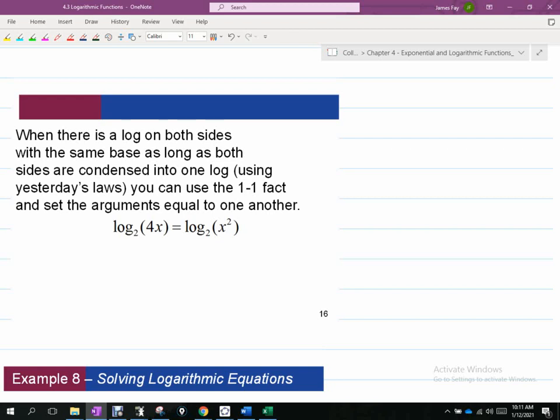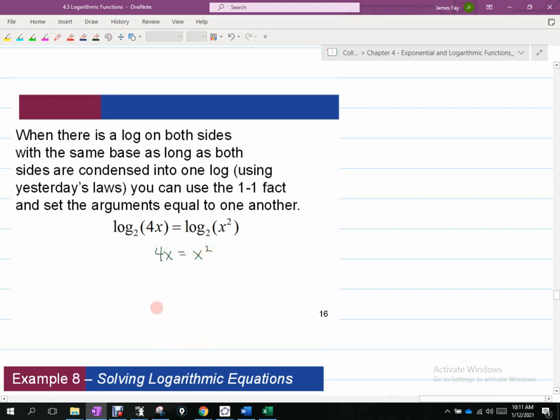Here, same logic. Okay? If I've got log base 2 of some argument equal to the same log with the same base and an argument, the only way that the left-hand side and the right-hand side can be equal is if what's in these parentheses are equal, right? Does that make sense? So all I'm going to do is take 4x, set it equal to x squared.